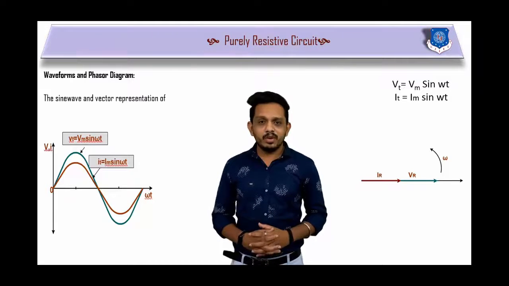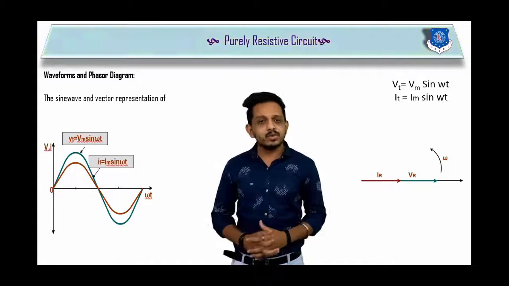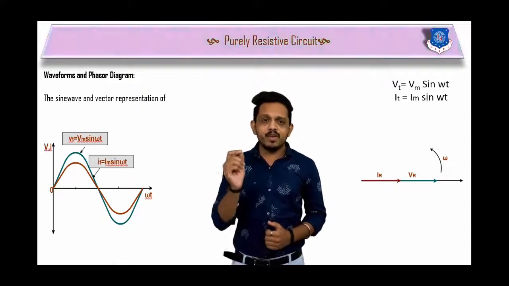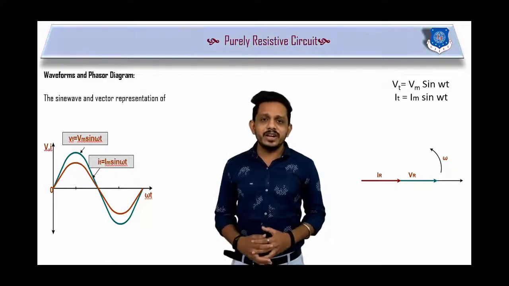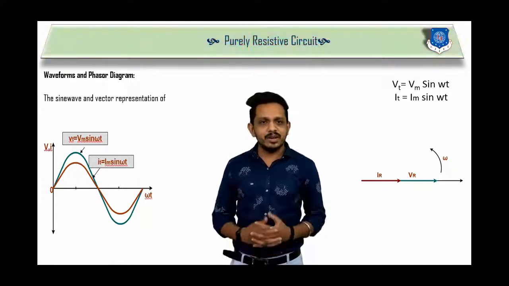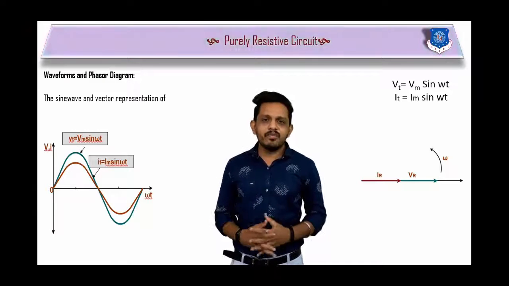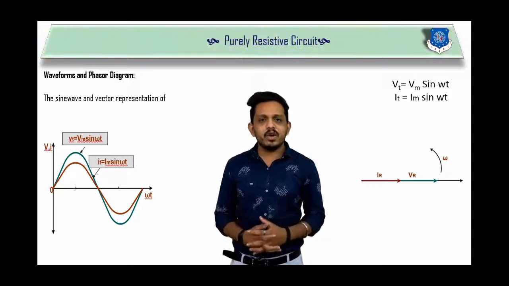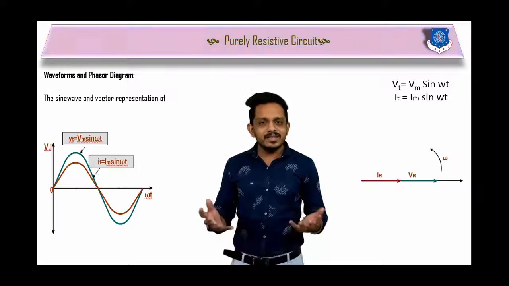So one must have a question: why is this waveform in sinusoidal form? Because if you carefully look at our equation, Vm sin omega t, that means our instantaneous voltage is a function of sine. So the graph is sinusoidal. And if we draw the waveform of the current, then we know that the voltage and current do not have any phase angle. There is a zero phase difference.